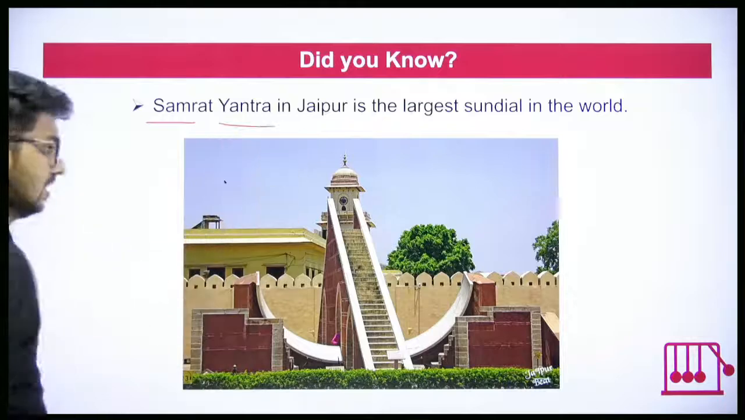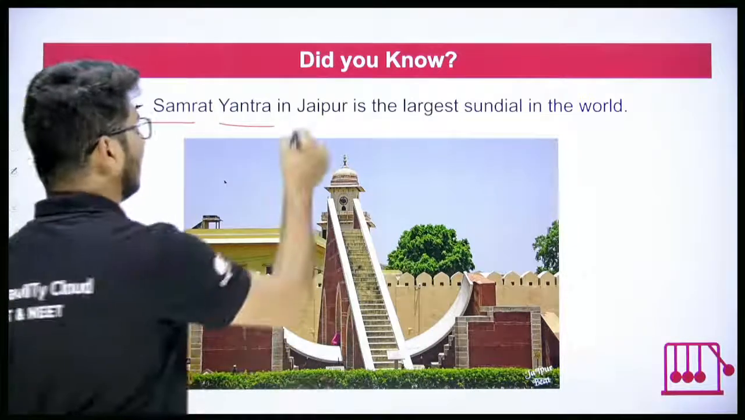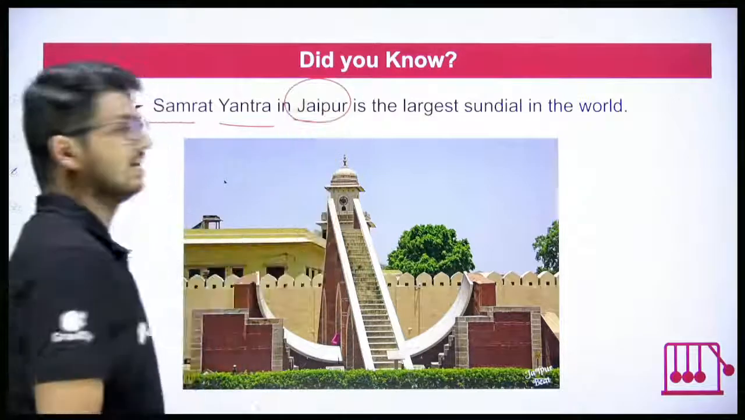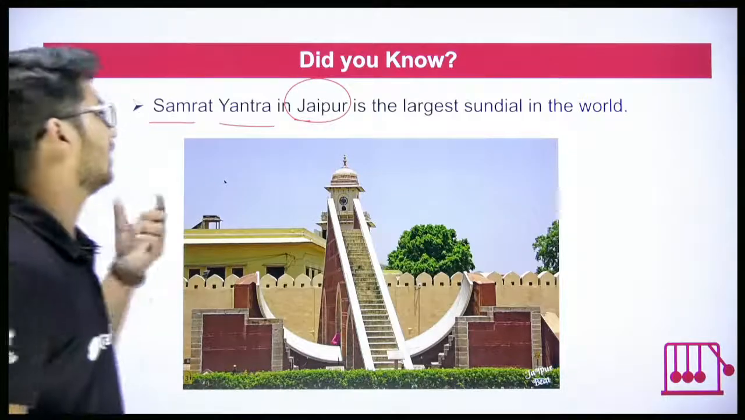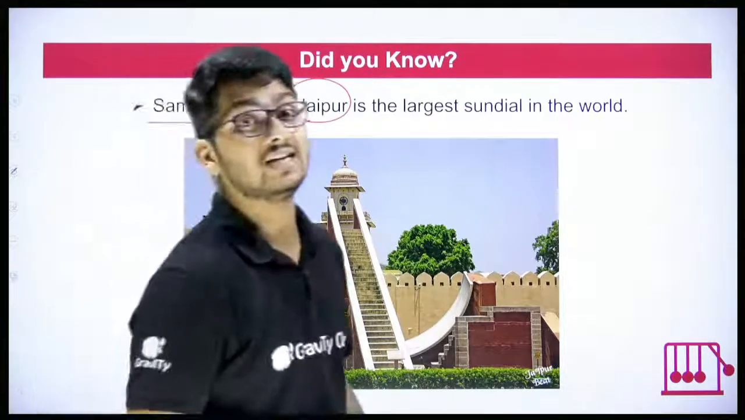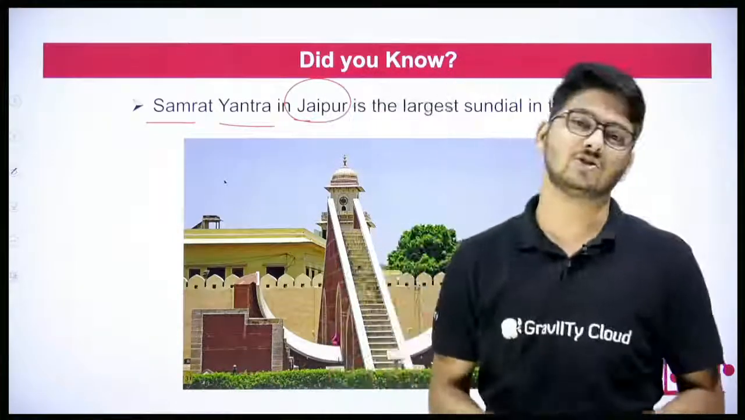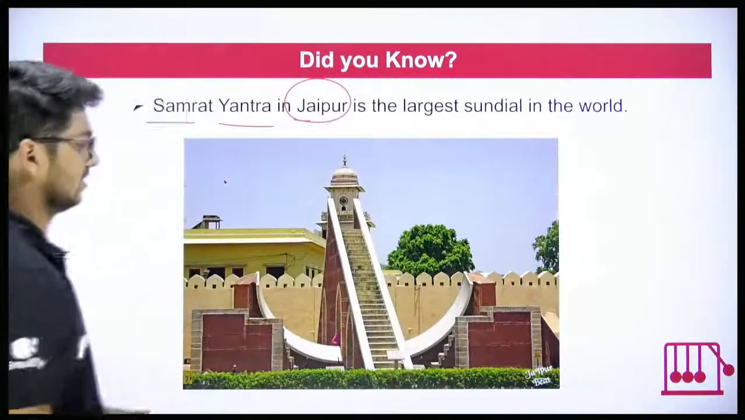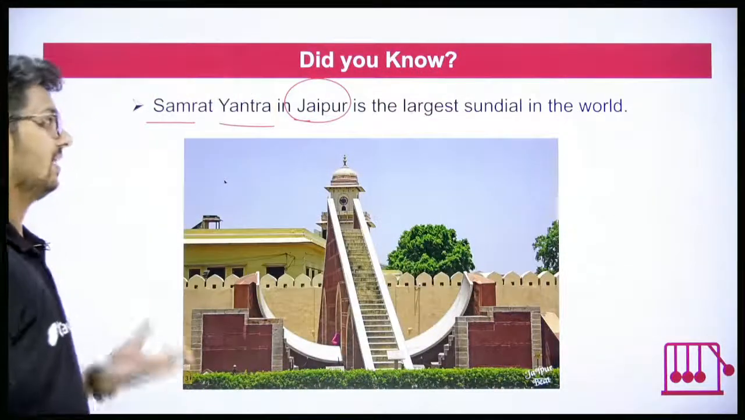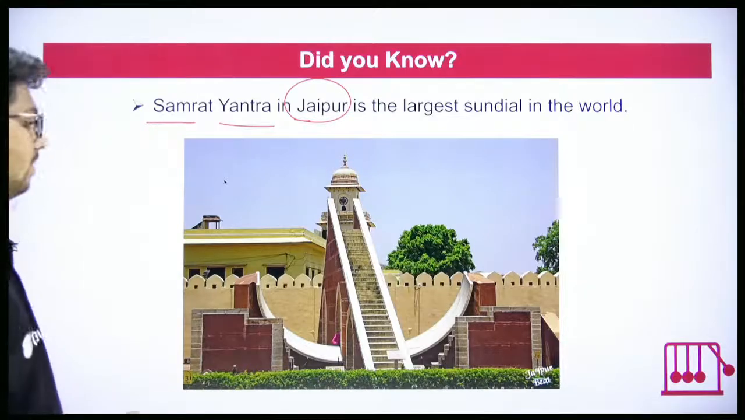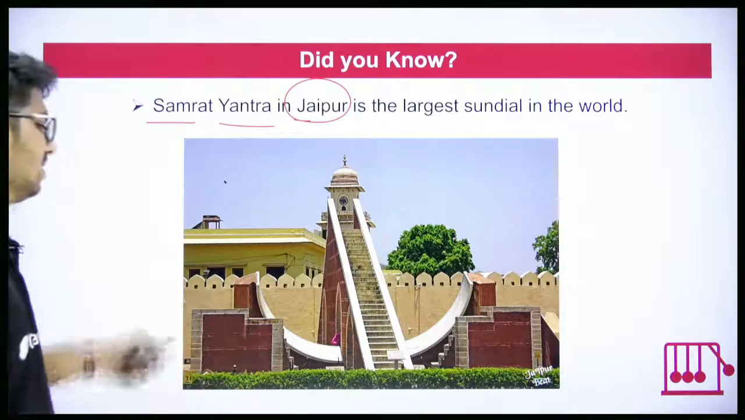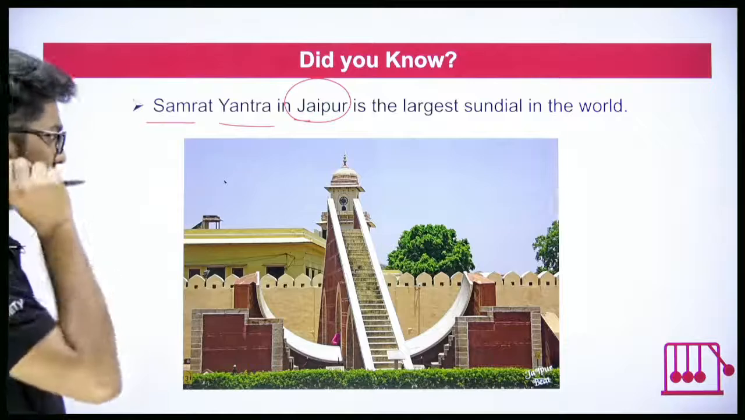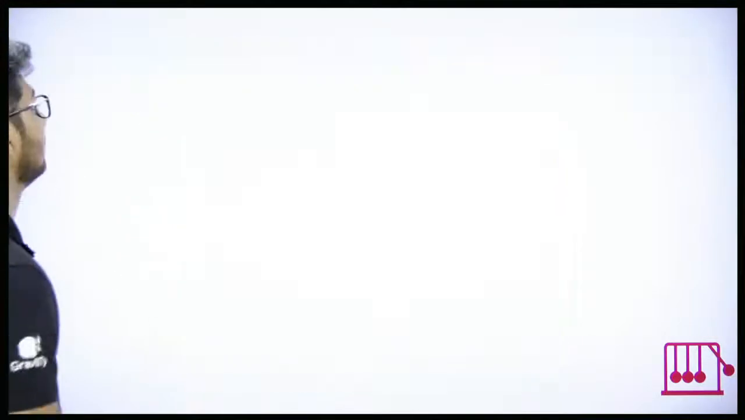Then again, there's an interesting fact here. Samrat Yantra. In where? In Jaipur. Jaipur is in Rajasthan. The Samrat Yantra in Jaipur is the largest sundial in the world. So if you have a chance to visit Jaipur, please do visit this. And please do appreciate the construction. It is the largest sundial in the world. Good? You can see the image here, but please do visit Jaipur. It's a very interesting, very beautiful city.